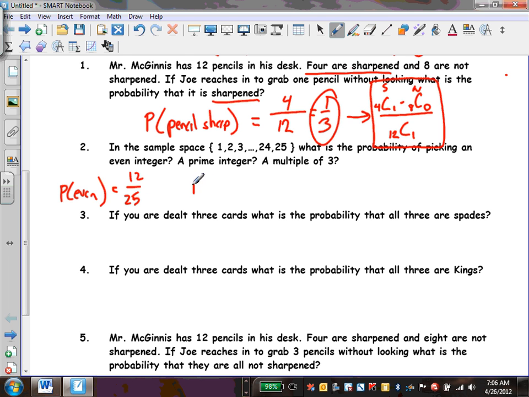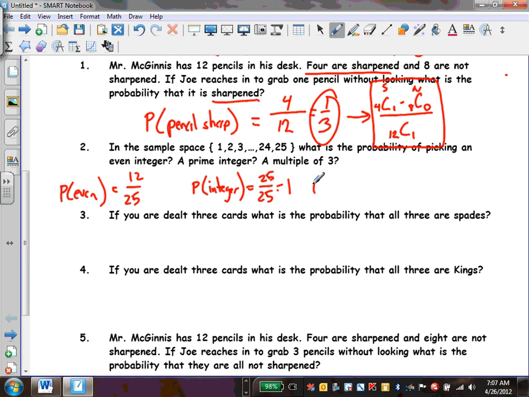So what's the probability of picking an integer? Okay. Well, notice all of them are integers, so there are 25 of them divided by 25, so that equals 1. So that's the perfect probability we talked about before. Oh, I'm sorry, I read it wrong. It says prime integer. Okay, so that would just be plain integer.